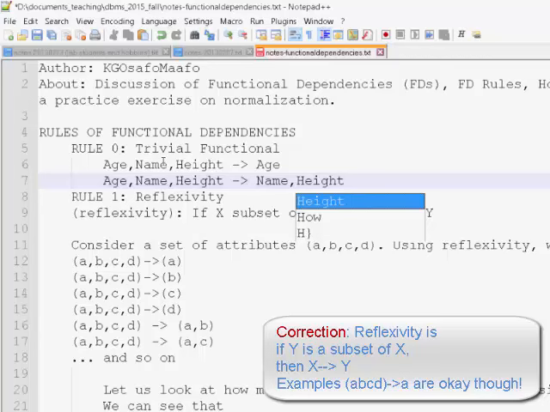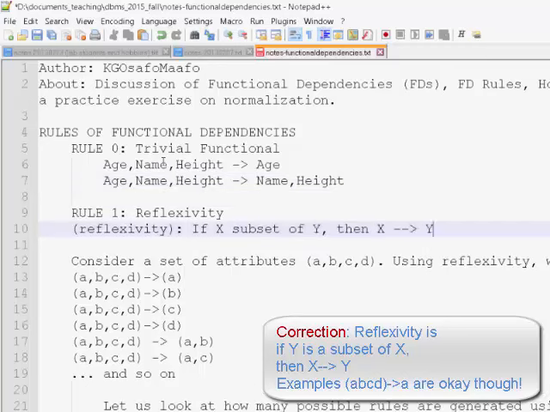All right, so let's do the first one. These rules you'd also see in discrete math. Actually, in a lot of mathematics, the rules you see, like for sets and graphs, are similar to the rules that you are going to see here. So the first one is reflexivity: if X is a subset of Y, then X determines Y.